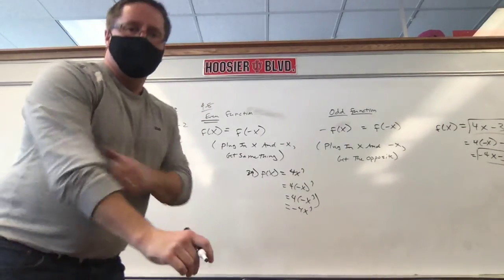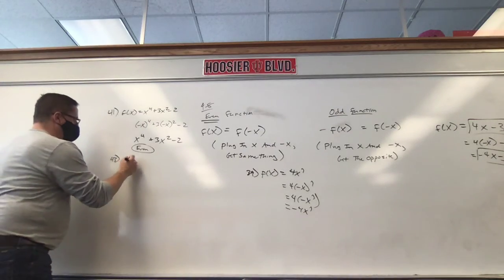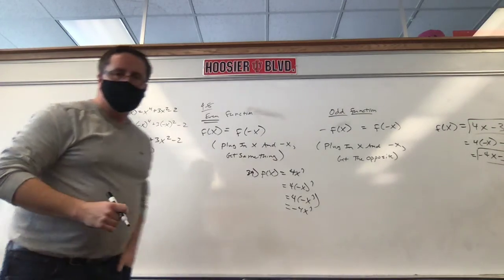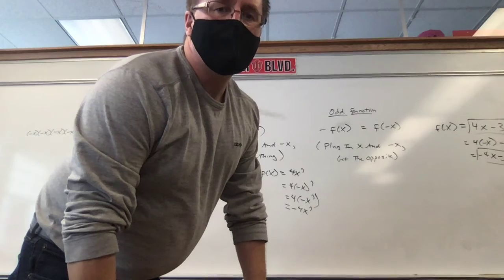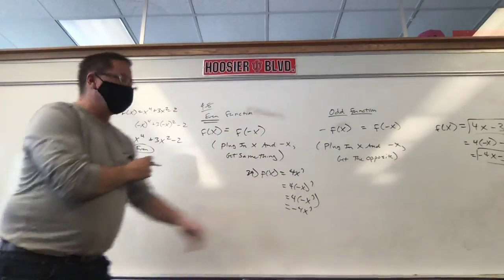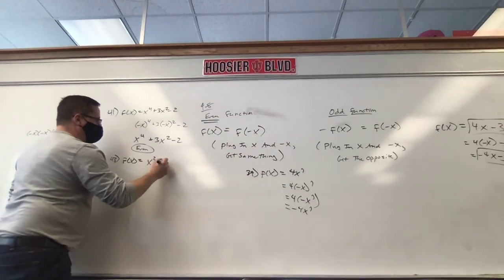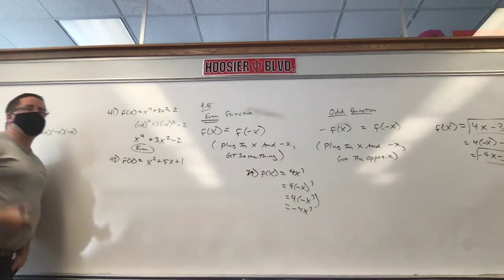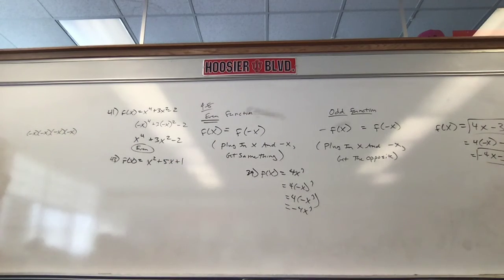Okay, 43, just a few more. F of x is what? Okay, x squared plus 5x plus 1. X squared plus 5x plus 1. And again, I don't want to keep beating this to death here, okay? But I want to make sure you don't mess it up on the test. What I'm getting at is this.